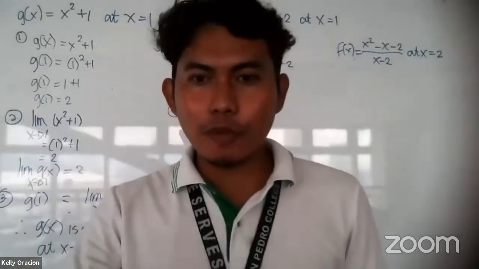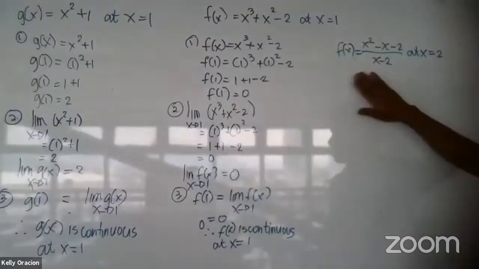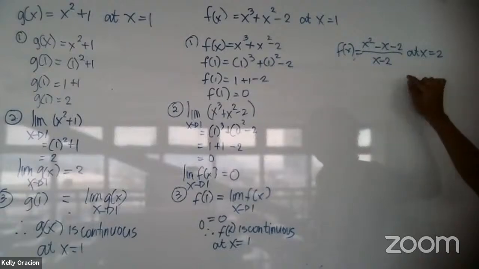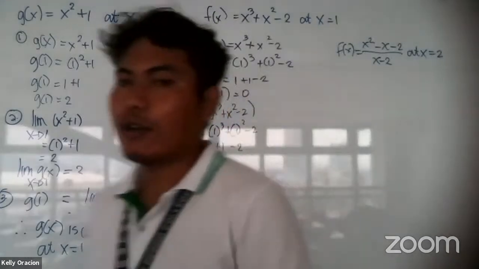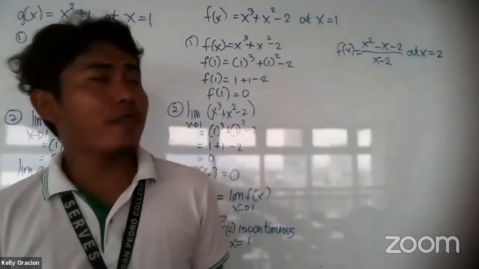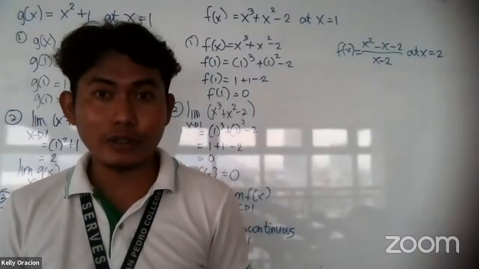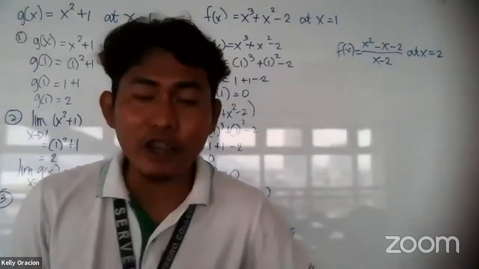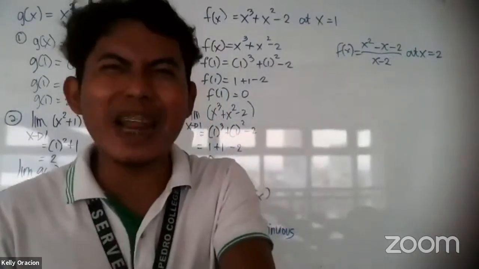Okay. Now, let's proceed to this example. The function x squared minus x minus 2 over x minus 2 at x is equal to 2. Let's try to determine whether this function is continuous or not continuous, or discontinuous. Class, if the answer is discontinuous, it is up to you. Discontinuous or not continuous, they are the same.